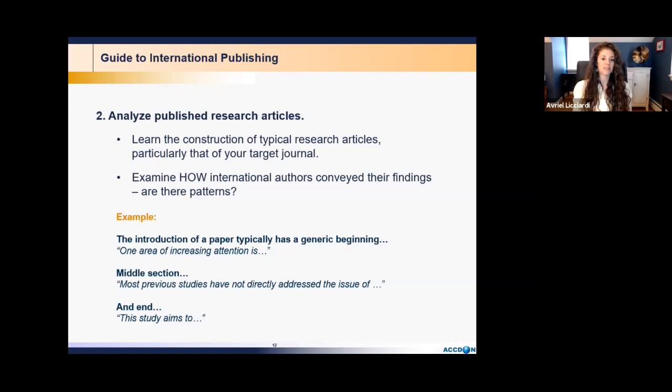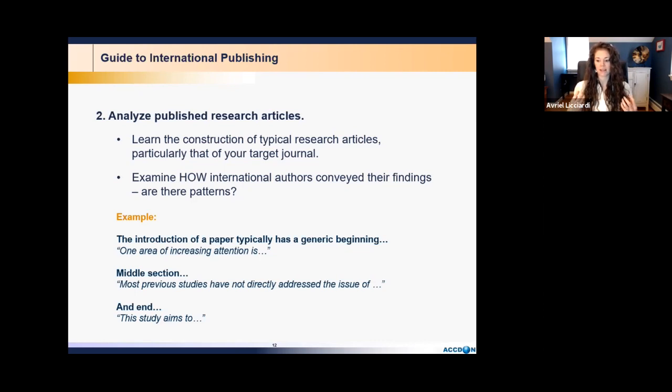The second point is to examine how international authors convey their findings. So what are the patterns that these authors have used in their paragraphs or in those specific sections? Are there patterns you can identify and then build upon or mimic in your own writing? So I have an example here where an introduction is typically some generic beginning where it draws the reader in. So here I have a quote, "One area of increasing attention is."